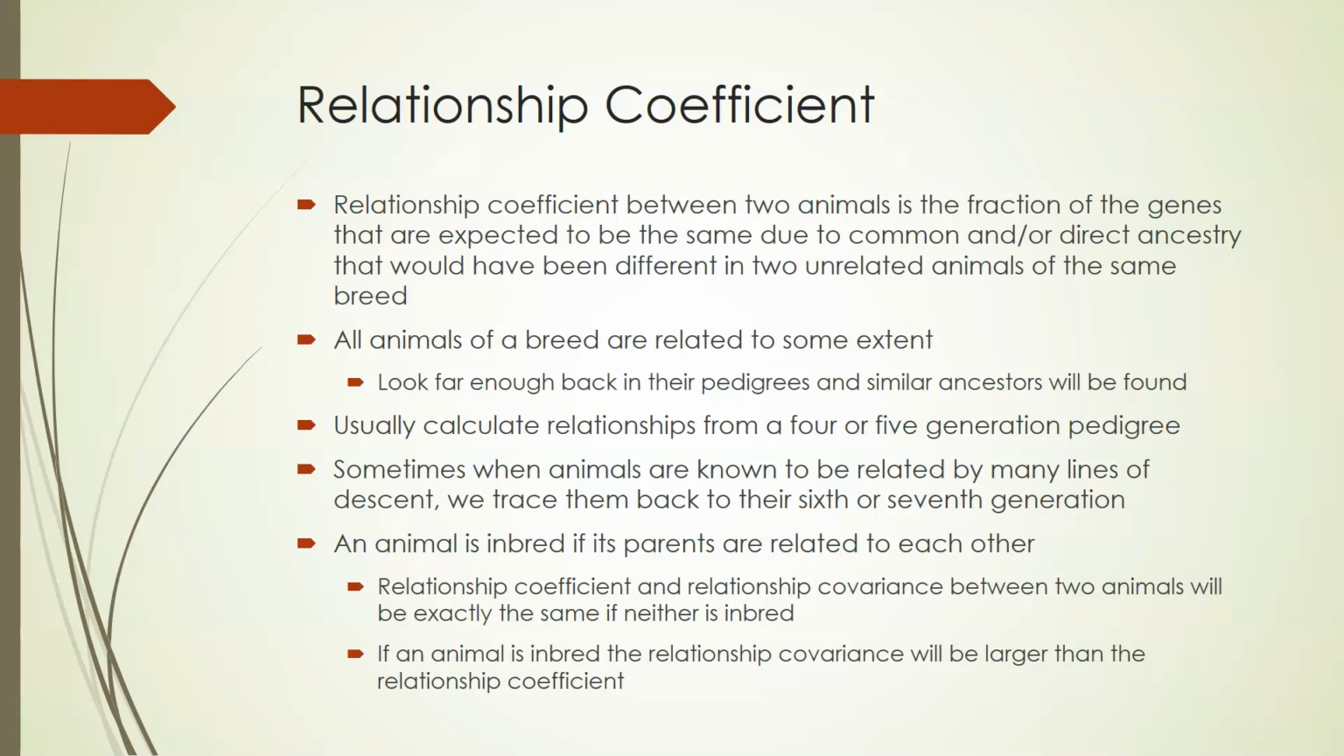And just to cast the future here, a relationship coefficient, like we just discussed, is going to be the fraction of genes that are similar. We use a relationship covariance, which we'll calculate and talk about. We use that covariance to find out the relationship coefficient. In addition to inbreeding coefficients, relationship covariances are going to give us our relationship coefficient. Hopefully that'll make a little bit more sense in just a few minutes.